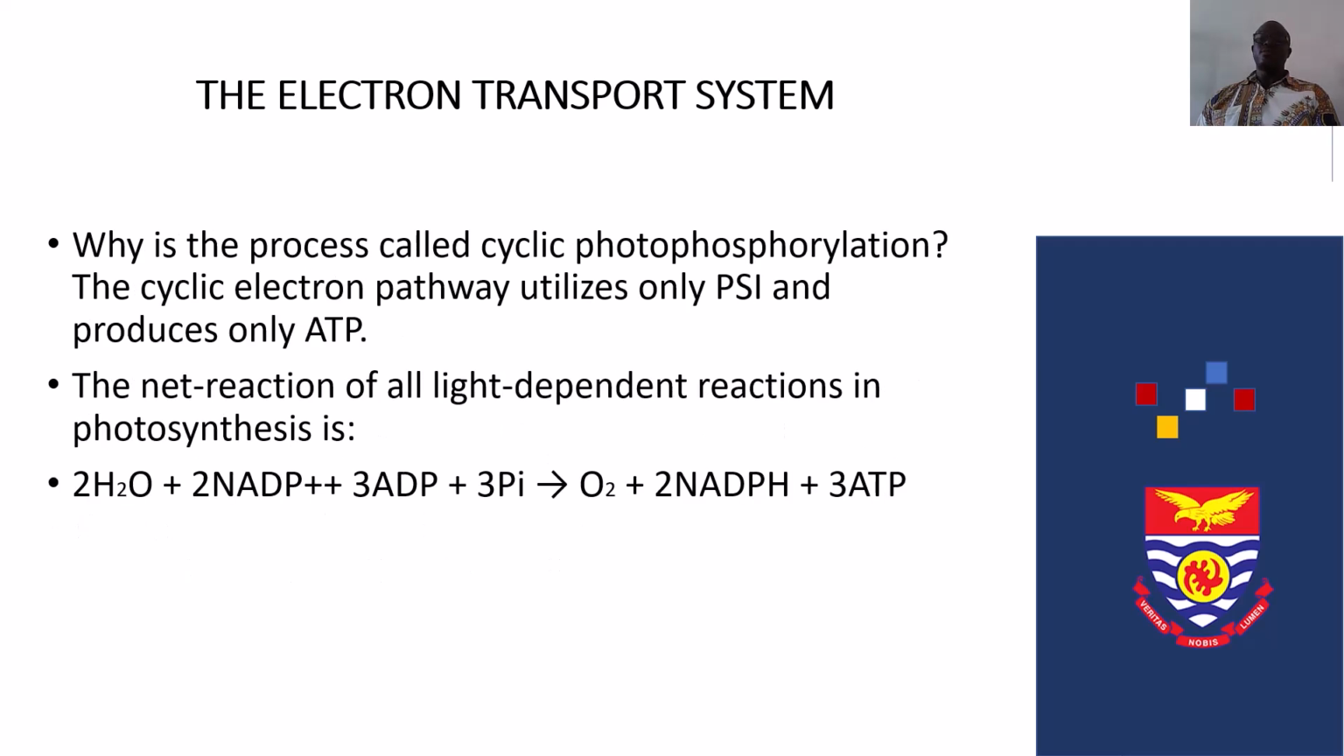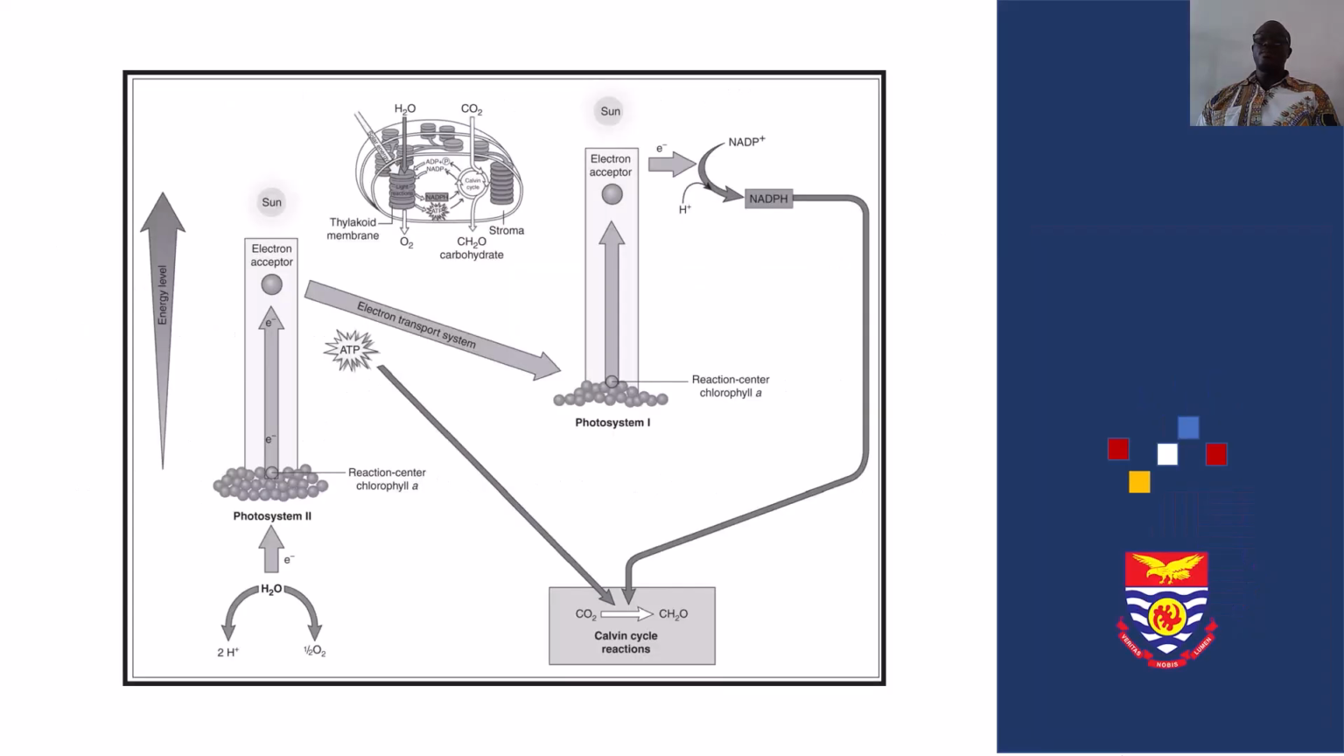So the electron transport system. Why is the process called cyclic photophosphorylation? The cyclic electron pathway utilizes only photosystem 1 and produces only ATP. The net reaction of all light-dependent reactions in photosynthesis is 2 molecules of water, 2 NADP plus, 3 ADP plus 3 Pi, giving us oxygen plus 2 NADPH plus 3 ATP.